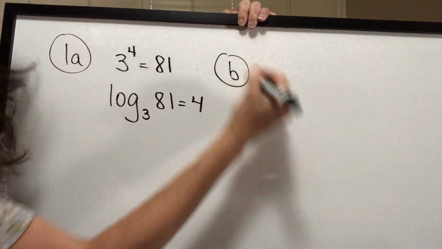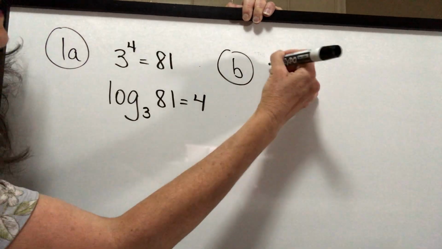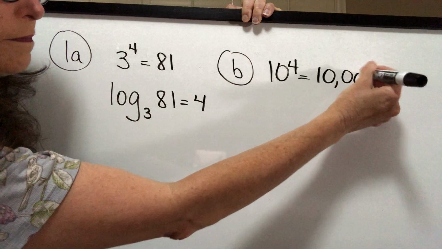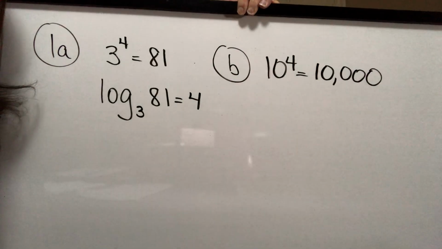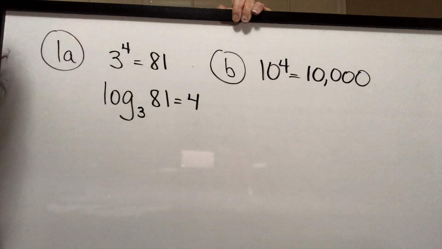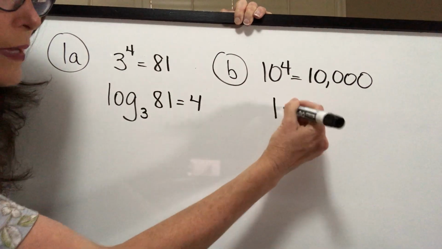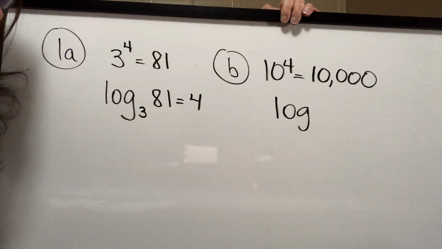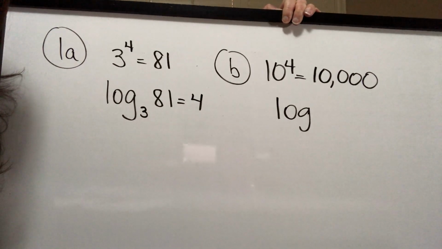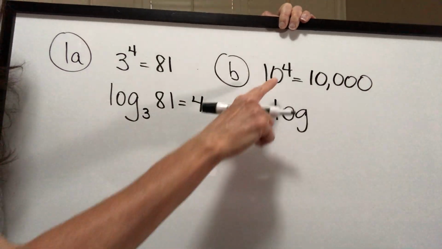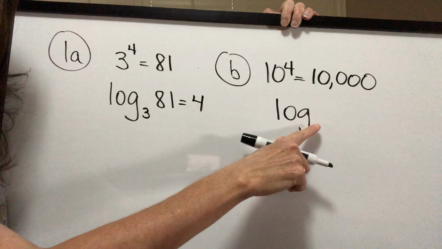Okay, so let's take a look at b. b is 10 raised to the 4th power is 10,000. Okay, so that's an equation in exponential form, and we want to change it to logarithmic form. Okay, so you use a log, that's the abbreviation for logarithm, and the base of the log will be the same thing as the base of the exponential function. So the 10 will be the base of this log.